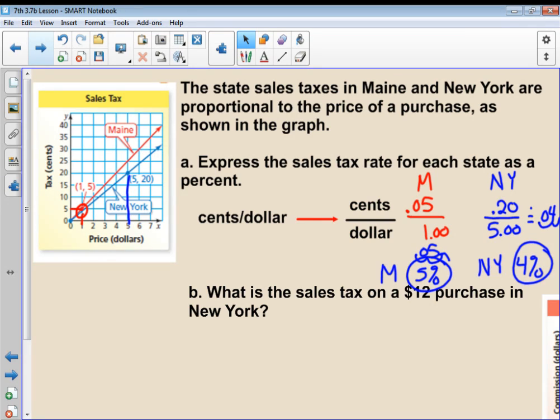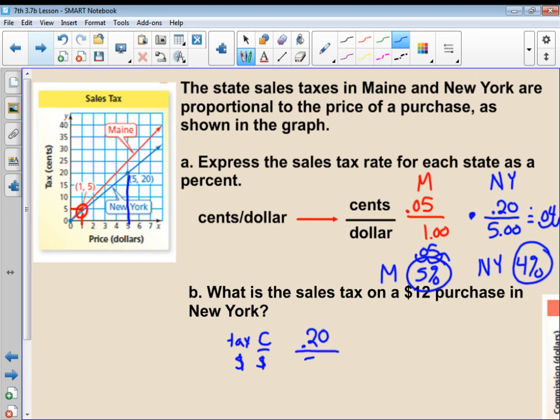Letter B says, what is the sales tax on a $12 purchase in New York? It's your choice if you want to use that percentage, if you're comfortable with percentages. Otherwise, we can use the information that they gave us. So I'm going to pull this right here. And remember, it was tax, your cents tax, over our dollars spent. Our original rate was 20 cents for a $5 purchase, and I just pulled that from right here. And then the new bit of information was a $12 purchase, so that's going to go on the bottom.